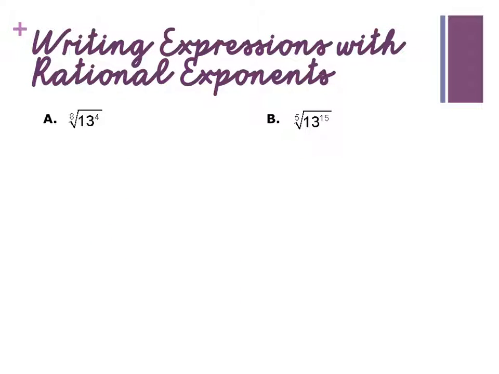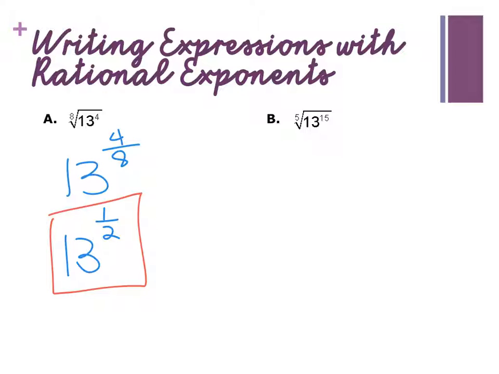All right, now we're going back the other way. So we're taking ones that are written in radical form and we're writing them as though they have a fractional exponent. So if the 8's on the outside, where does that 8 go in the fraction? In the bottom. So this is 13 to the 4/8. And what happens with 4/8? Gets simplified to 1/2. And what is B? Good. 13 to the 15 over 5, which becomes 13 to the 3rd.